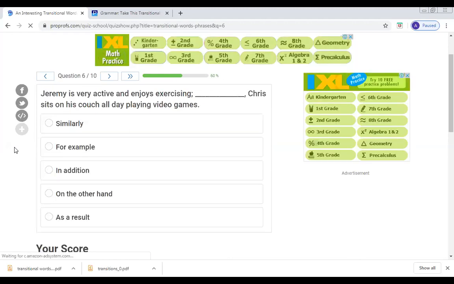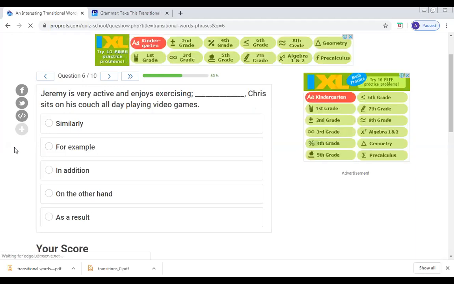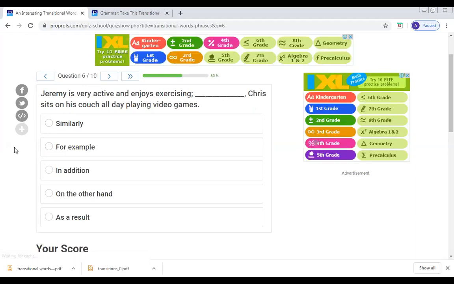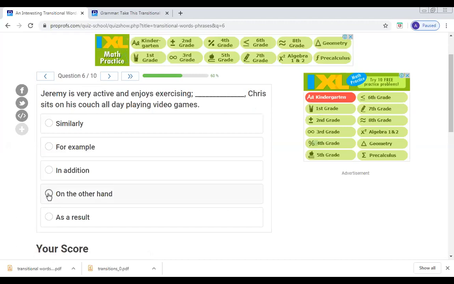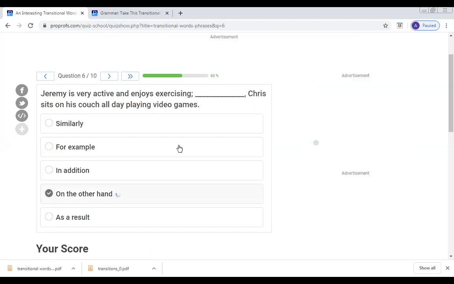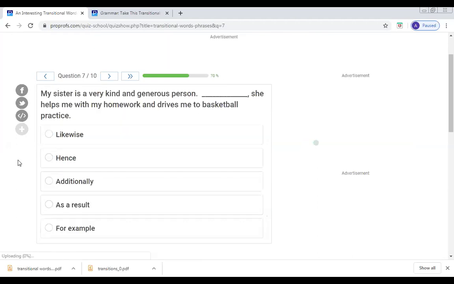Now, Umi is very active and enjoys exercising. Chris sits on his... On the other hand. On the other hand. On the other hand. Yes, what do you think of that?